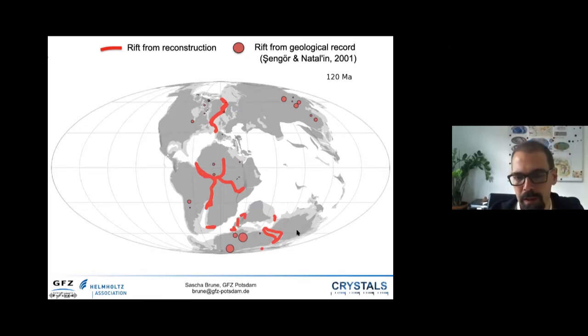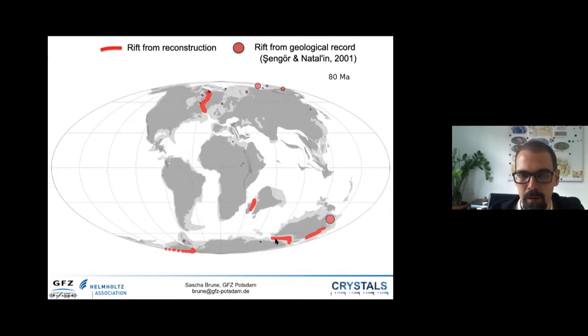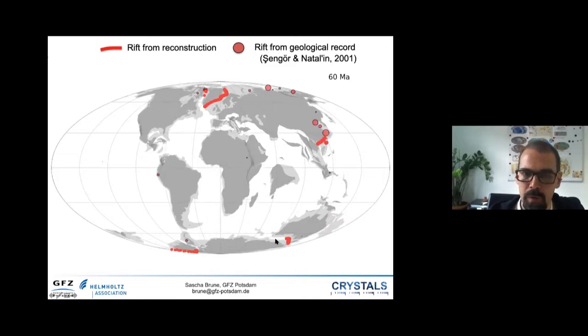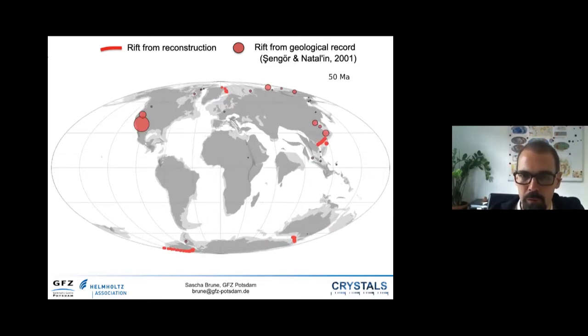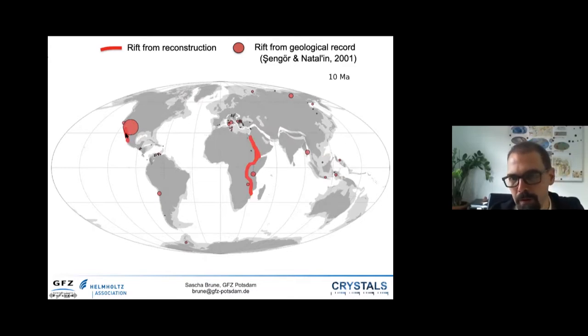We have Australia separating from Antarctica with a very long rift system. We have Greenland rifting from North America and then away from Europe. We have rifts in Southeast Asia and in the Basin and Range. And then finally the East African Rift.